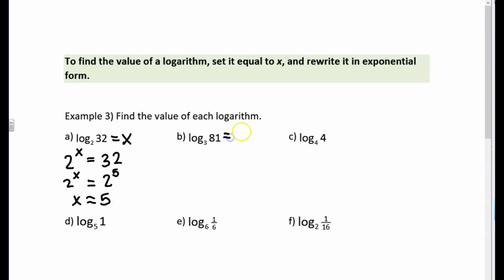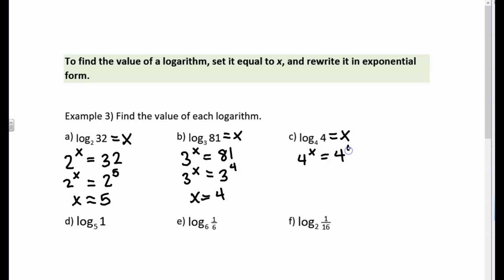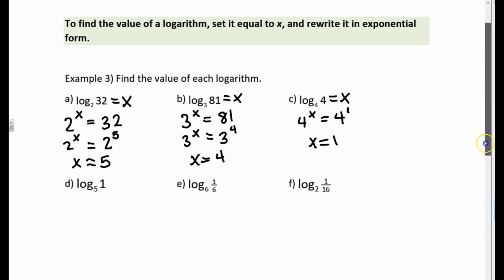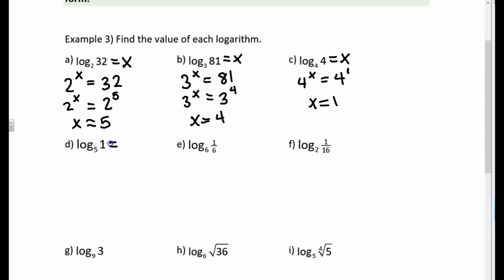Here we do these same things, set it equal to x. I get 3 to the x equals 81. Rewrite the 81 as 3 to the 4th equals 3 to the x, therefore x must equal 4. Log base 4 of 4, set it equal to x. I get 4 to the x equals 4. Well, there's always a hidden 1 whenever we write a number, so we end up with just x equals 1. Here, log base 5 of 1, set it equal to x. You do 5 to the x equals 1. Well, 5 to the what is going to get you 1? Only 5 to the 0 is going to get you 1. So your x must be 0.